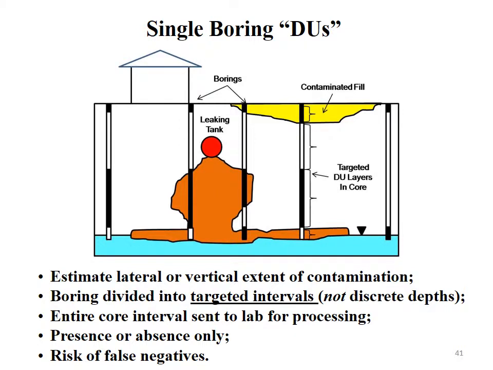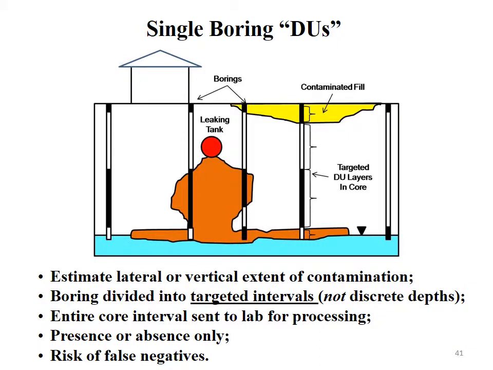But if you're going to rely on single borings to make decisions, you still wouldn't collect discrete samples from the borings at targeted depths. What you would do is take the core and break it up into targeted depth intervals, say 0 to 1 foot, 2 foot to 5 foot, 5 foot to 10 foot, and such. And then you'd send that entire length of the core to the laboratory for processing. So they would test the entire decision unit layer instead of individual discrete samples scattered through that. That avoids the need to extrapolate between data gaps.